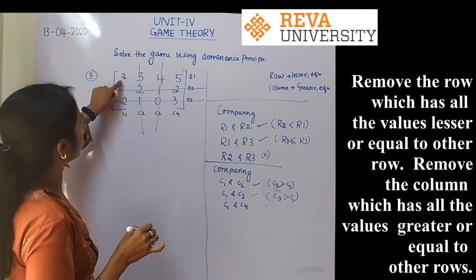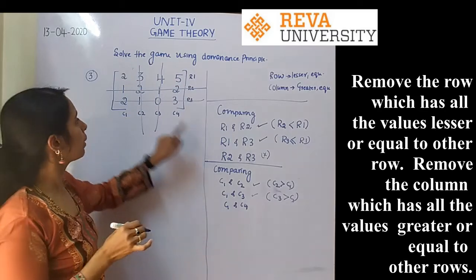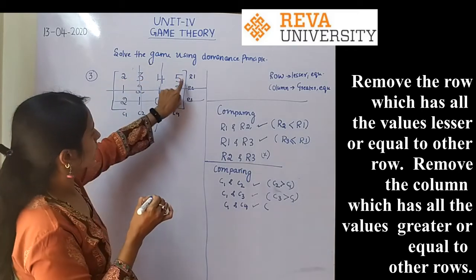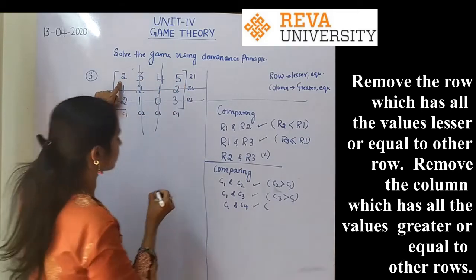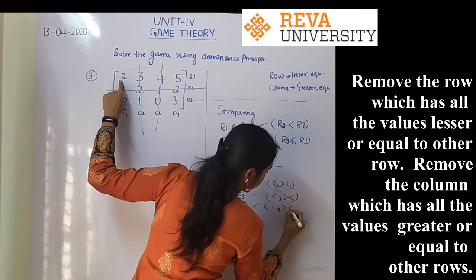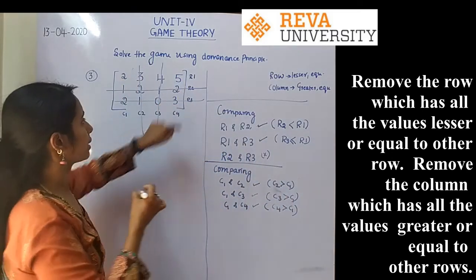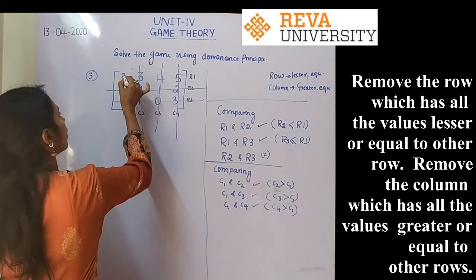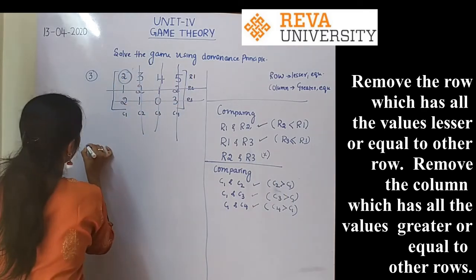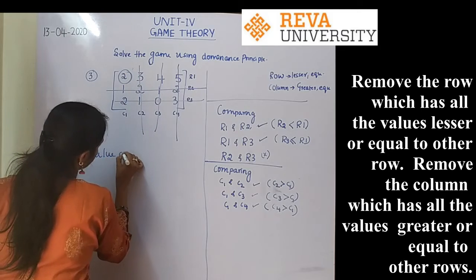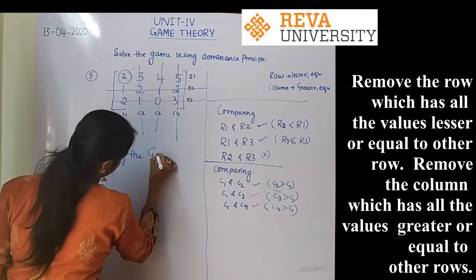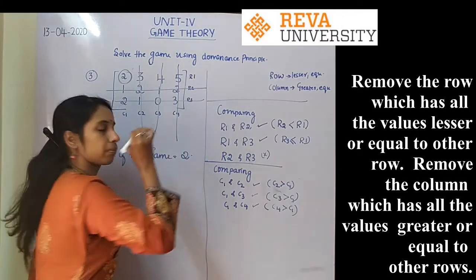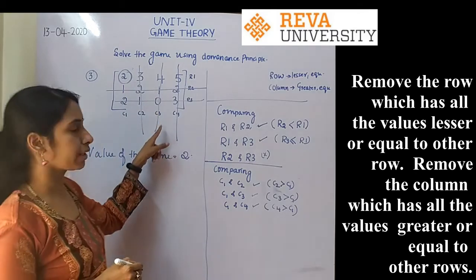Then C1 I am comparing with C4. So I am able to compare this one. And C4 is greater than C1. So whichever is greater, I am eliminating it. Now, what is remaining here? The remaining is 2 here. So the value of the game is equal to whichever is remaining, 2. I hope it's clear to you.